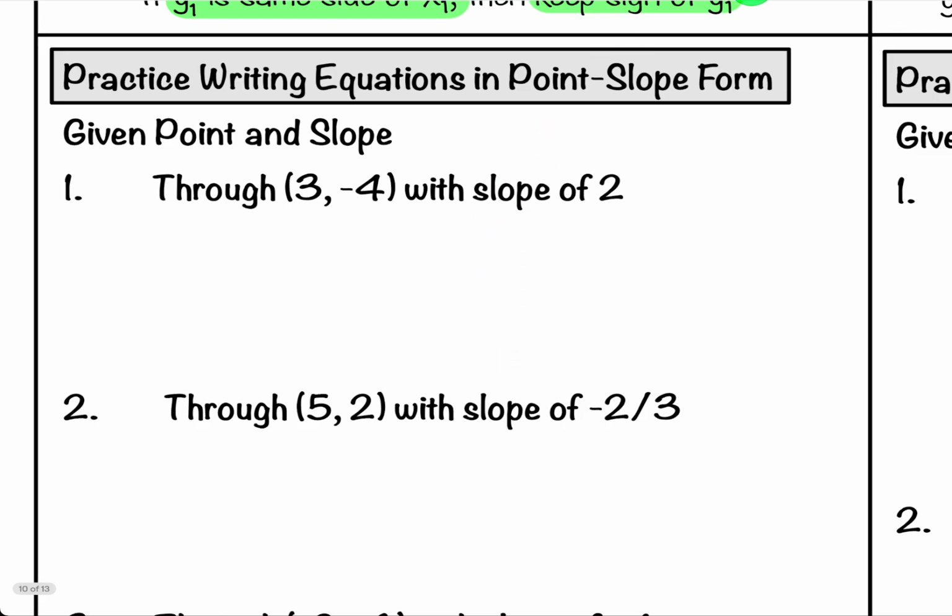Given a point and slope, we're going to write the equation that goes through the point (3, -4) with the slope of 2. So our first objective is to label our values here. So we have x1, y1, and m. The next thing we're going to want to do is write down the formula for point-slope. So y minus y1 equals m times x minus x1.